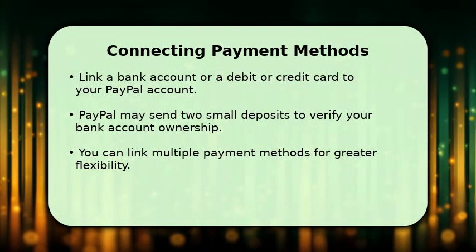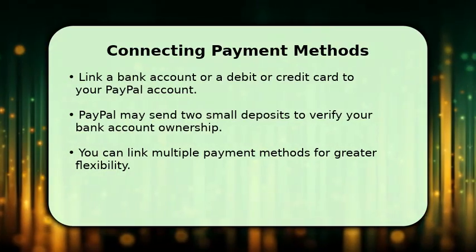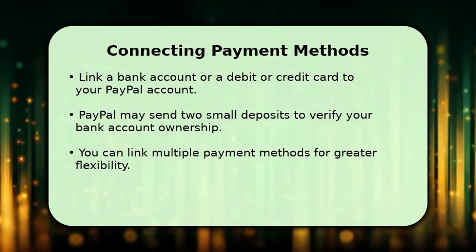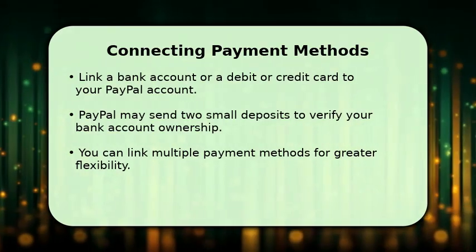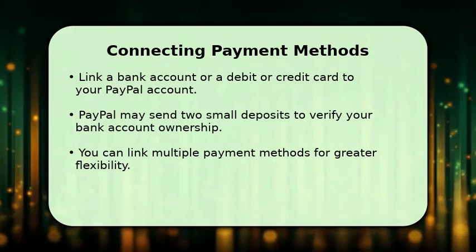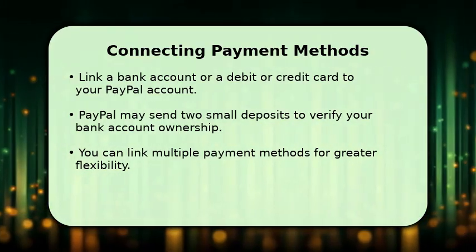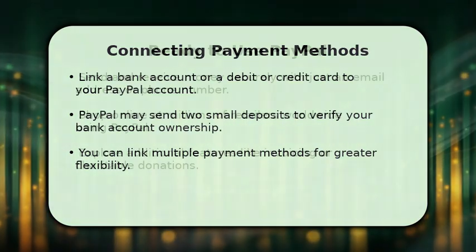With your account set up, the next step is to link a payment method. You can connect either a bank account or a debit or credit card. If linking a bank account, PayPal typically sends two small deposits, usually less than $1 each, which you will need to confirm to verify ownership. This process ensures your financial information is secure, and you can link multiple methods for convenience.